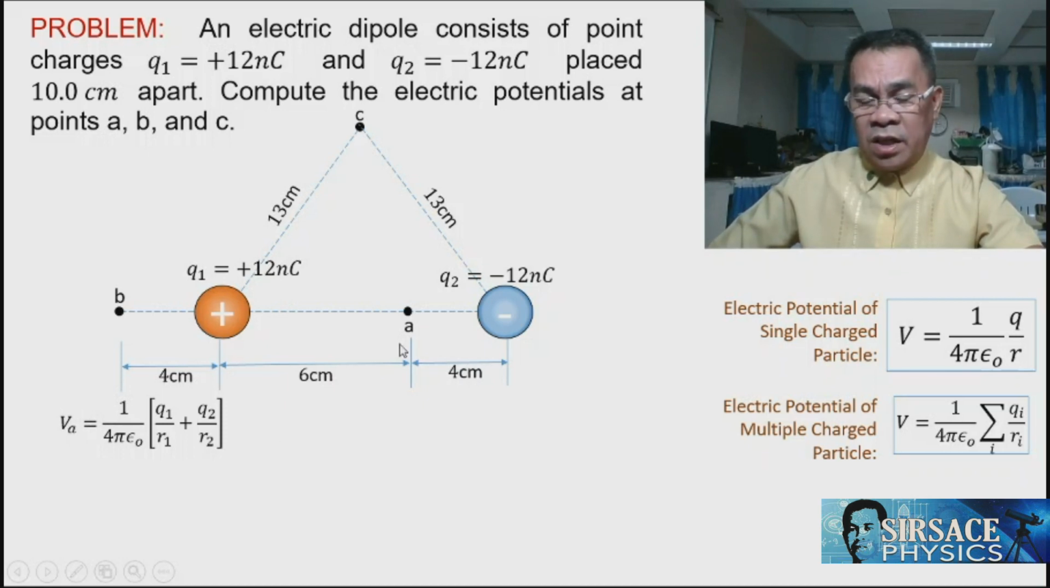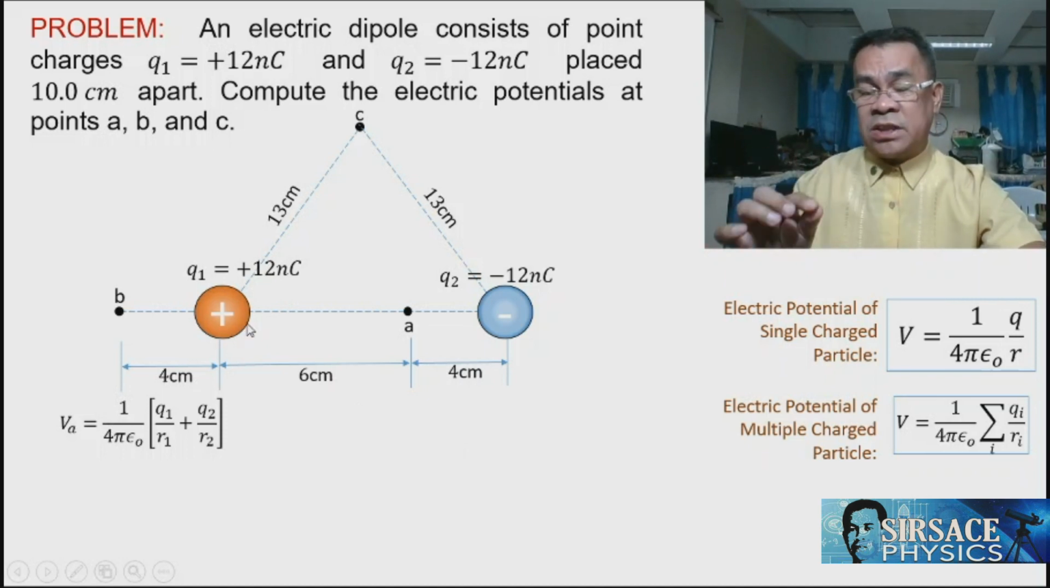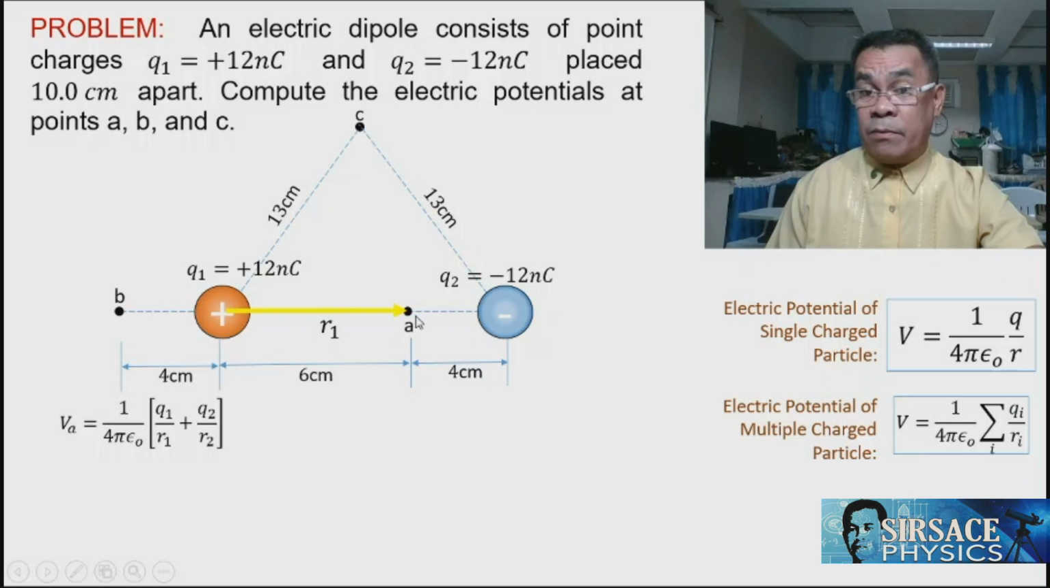The electric potential at point A is the electric constant multiplied by Q1, where Q1 is 12, over R1. Now, question, where is R1, and what is the definition of R1? Take note, R1 is the distance or the position from the source charge towards the point of interest. The point of interest is A. So R1 should be measured from the positive charge towards the point of interest A. So call this R1. Why R1? Because this is the distance from charge 1.